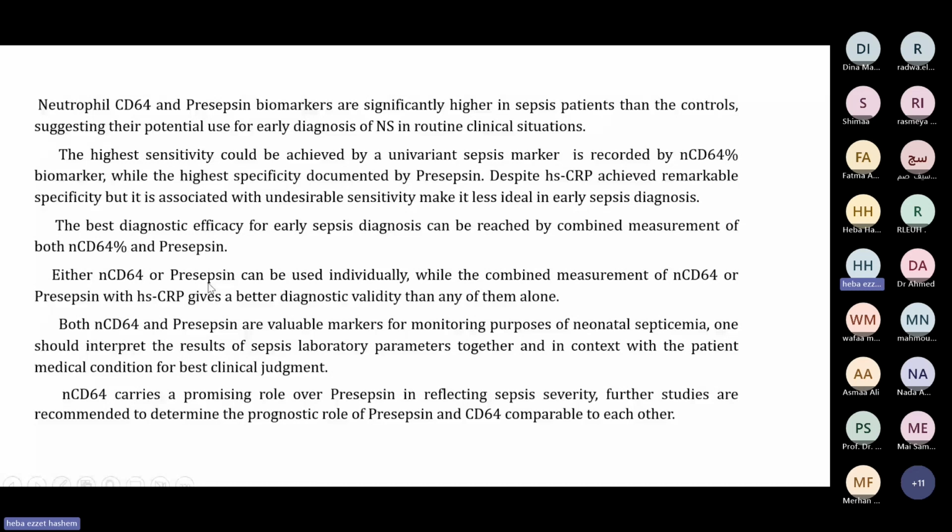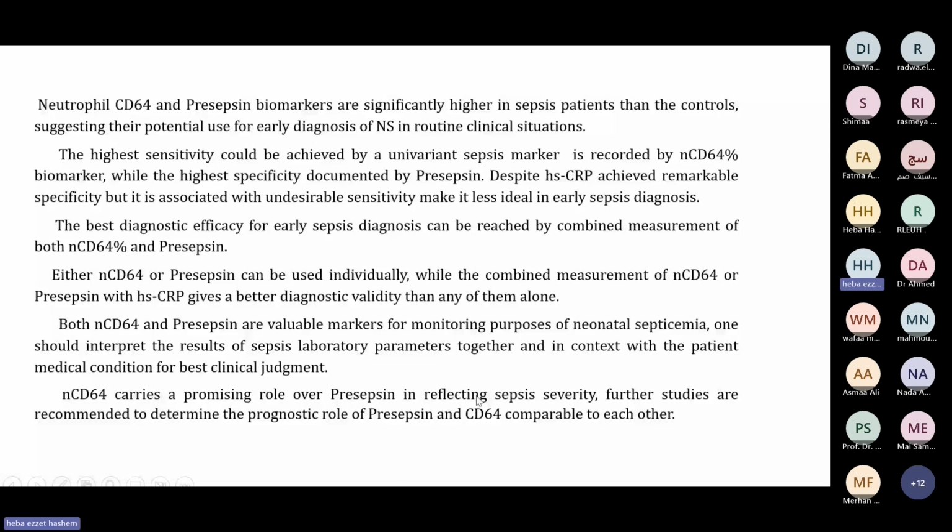Both neutrophil CD64 and procalcitonin are valuable markers for monitoring neonatal septicemia, but these results should be combined with the other sepsis laboratory parameters and in the context of the patient's medical clinical condition for best clinical judgment. And finally, neutrophil CD64 carries a promising role over procalcitonin in reflecting sepsis severity and in the sepsis prognosis.